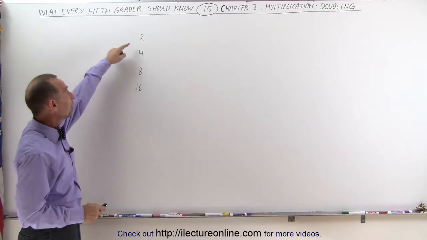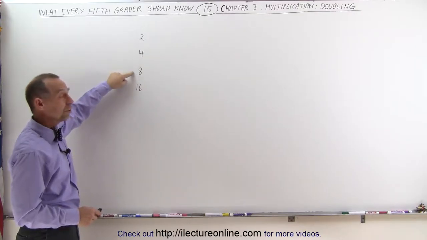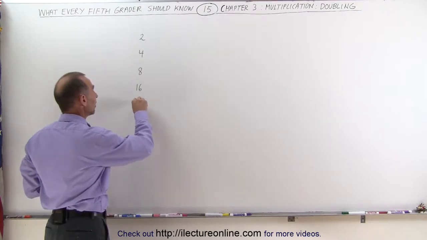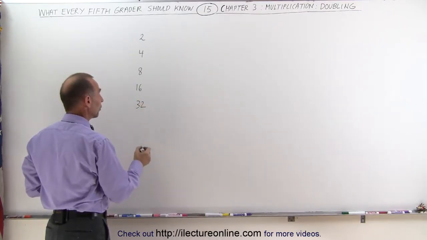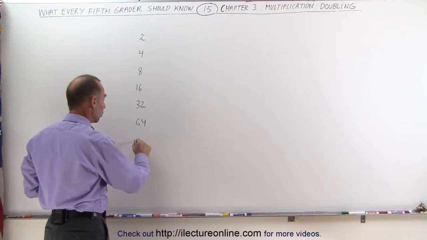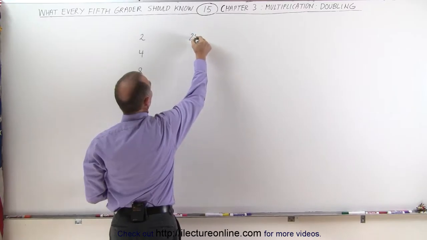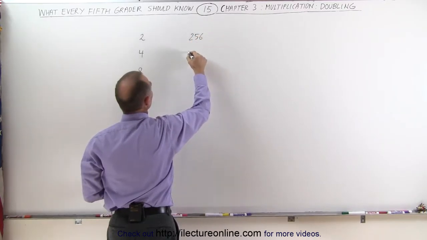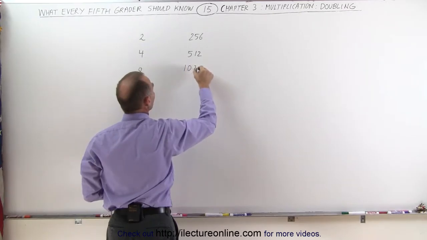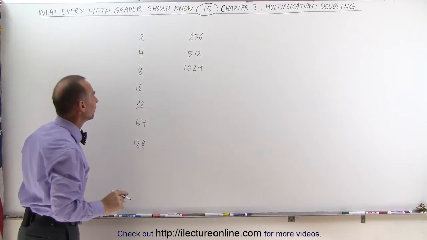But what happens when you double the number 2? Well, you get 4. Double that, you get 8. Double 8, you get 16. Double 16, you get 32. Double 32, you get 64. Double 64, you get 128. Double 128, you get 256. Double 256, you get 512. Double 512, you get 1,024. Now let's explore those numbers just a little bit more.